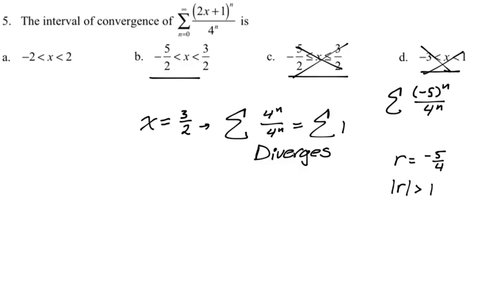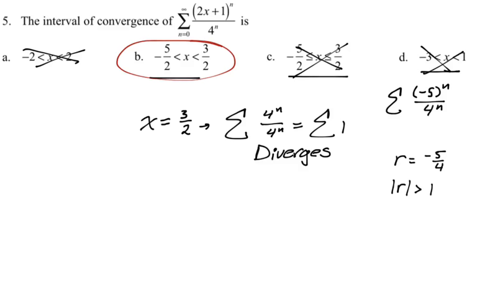But if 3/2 diverges and the center is negative 1/2, then 2 is definitely going to diverge, right? Because it's outside of whatever interval I might have, because it has to converge at the center, and it already diverges at 3/2, so it'll diverge at anything bigger than 3/2. So it diverges at 2, so I can also cross out A at this point, and then I can just pick B as my answer. I never even need to test negative 5/2.